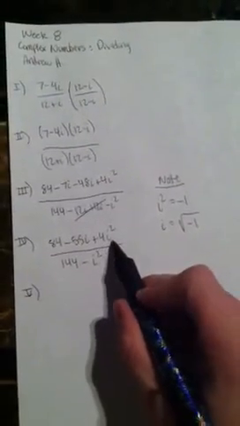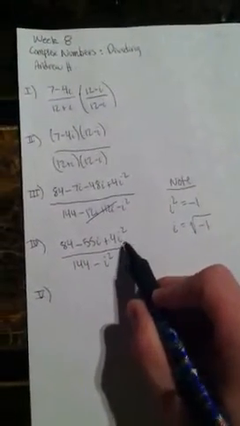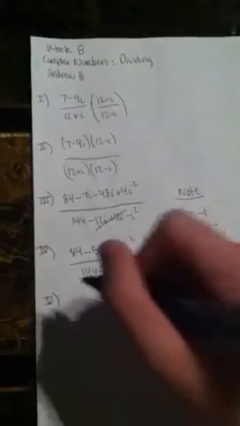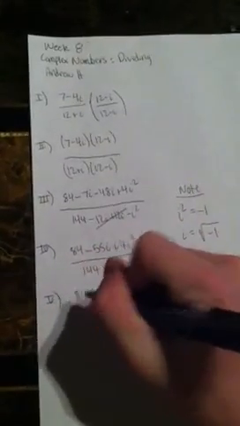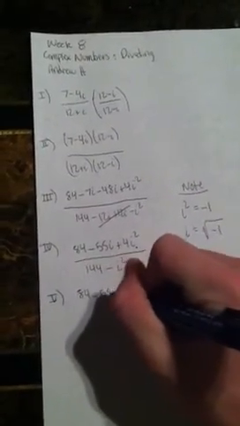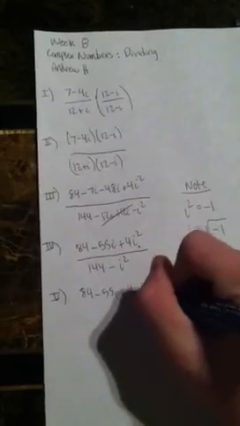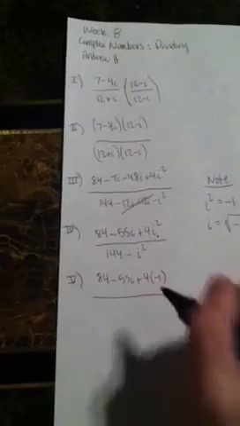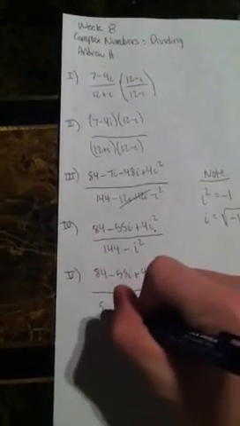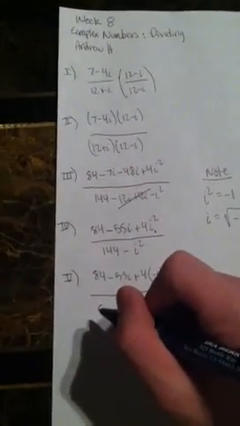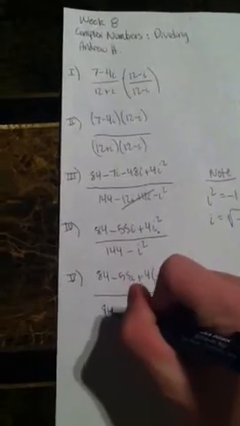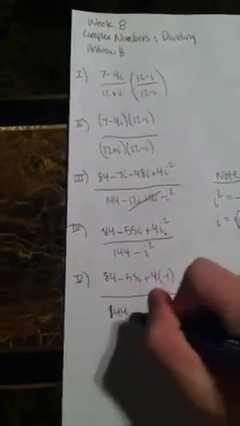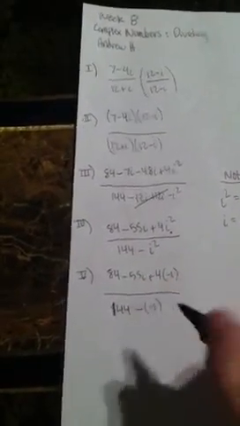Now, in step 5, what we are going to do is take out this i squared and replace it with negative 1 in order to find our answer. So we will get 84 minus 55i plus 4, and that will be a negative 1 over 144 minus the negative 1 for our i squared.